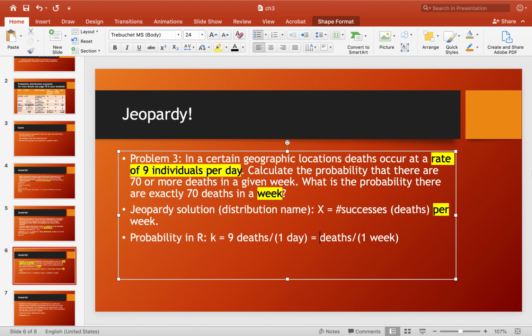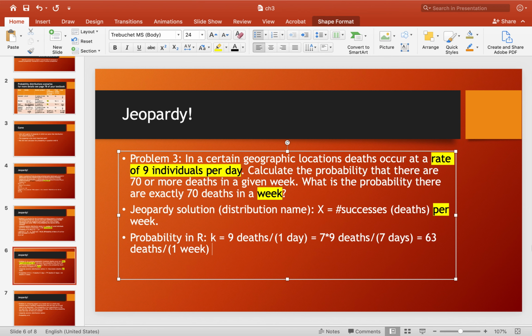And I don't know what that number is. But I do know this. What if I multiply top and bottom by 7? So I'm going to do 7 times 9 deaths per 7 days. Well, 7 days, that happens to be the right unit here. That translates into 1 week. So I'm going to have that many deaths per week, and that number happens to be not a question mark. I can figure that out. That's 63 deaths per 1 week. So that is the value of K.